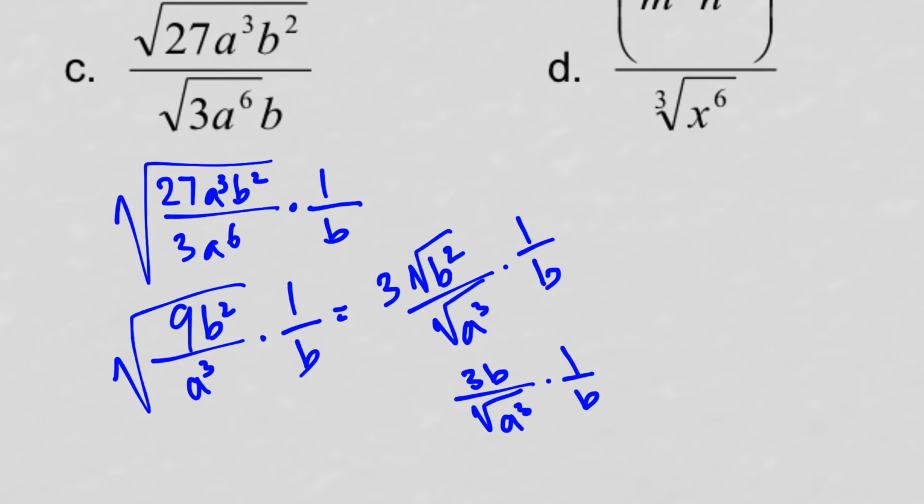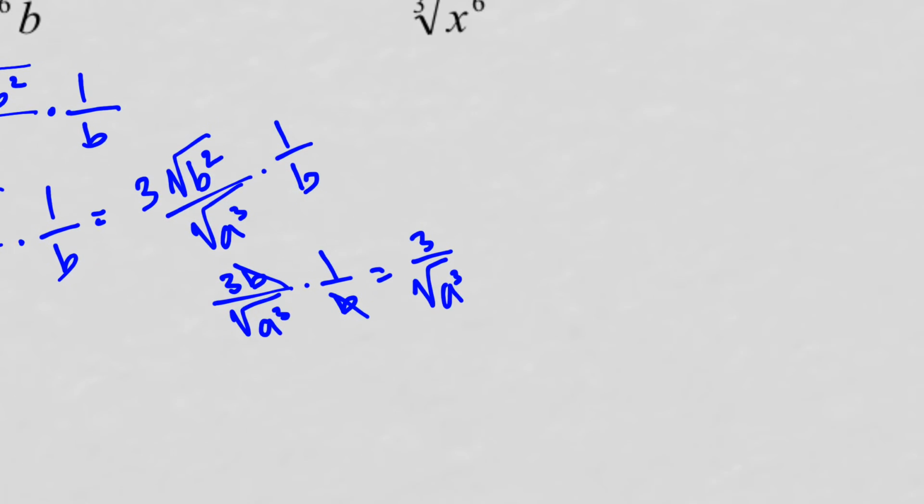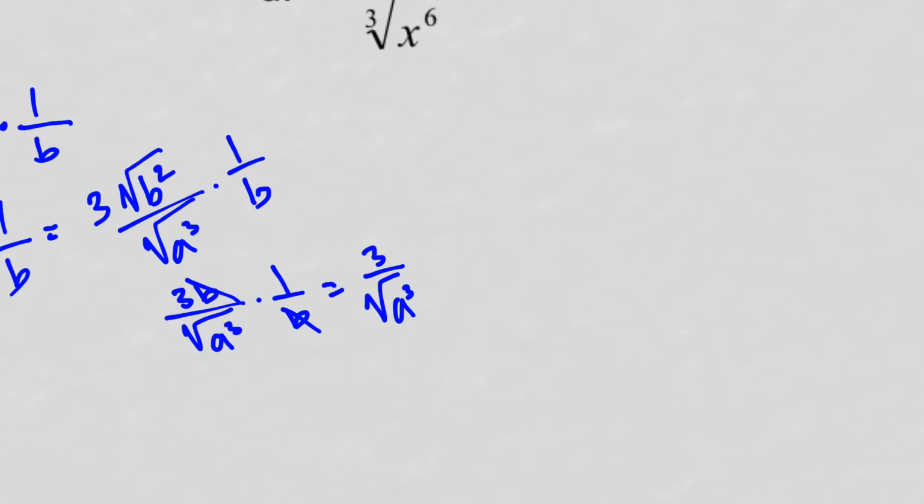Notice that there's a b in the numerator and a b in the denominator that can cancel, so it's just 3 over the square root of a cubed. Alright, almost there. Now I have a radical in the denominator, so we're going to rationalize it by turning it into 3 over a to the 3 halves.